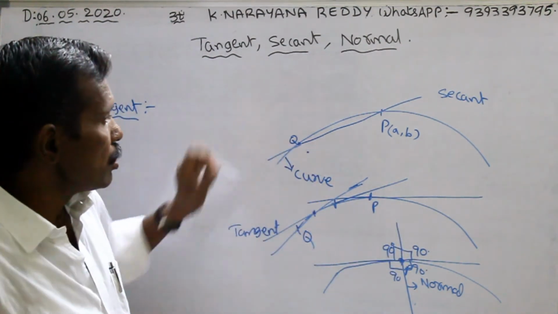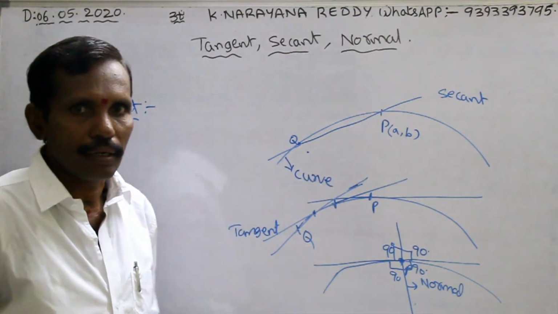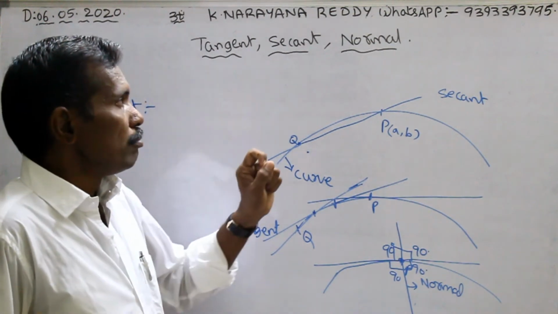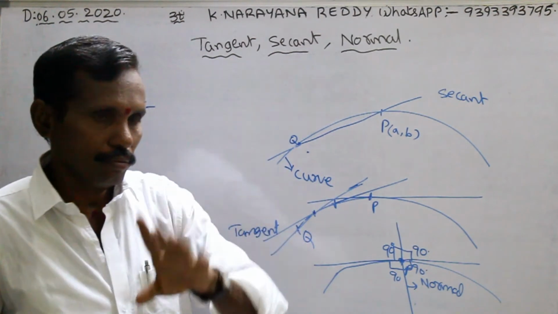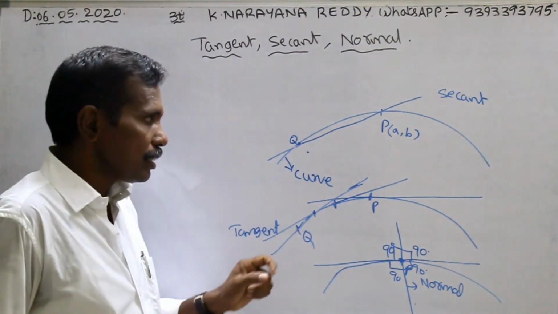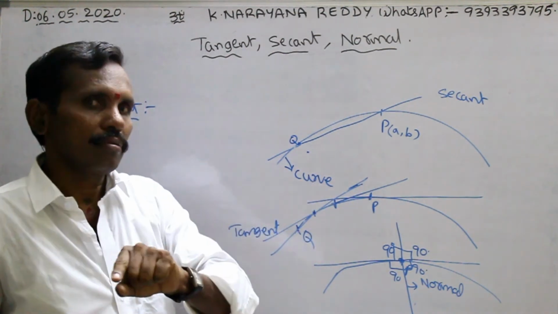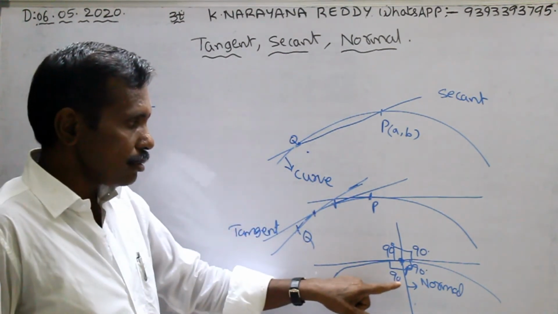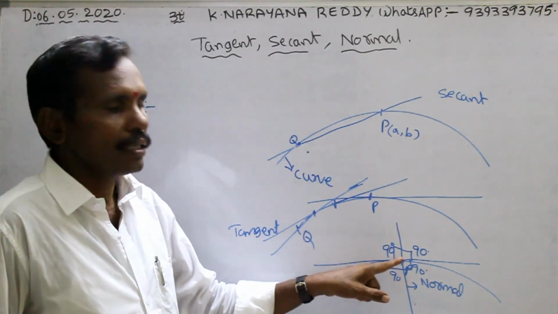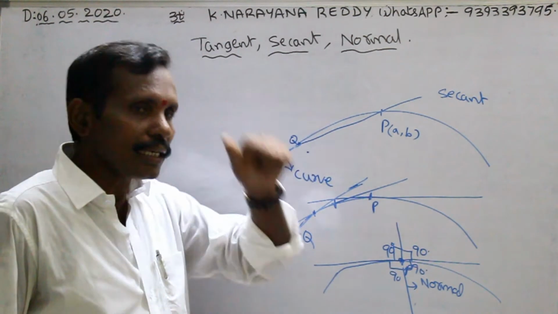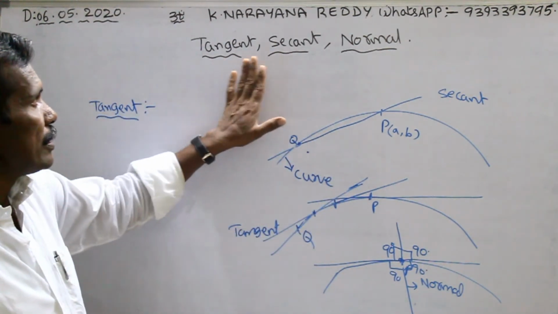Okay? So see guys, what is the difference between secant, tangent and normal line? Please observe carefully. Secant is nothing but the line that passes through 2 points P and Q. Tangent is nothing but the line that passes through P, touching the curve. And the normal line is nothing but the line which is normal to the tangent through the point P on the curve. These are the 3 differences between tangent, secant and normal.